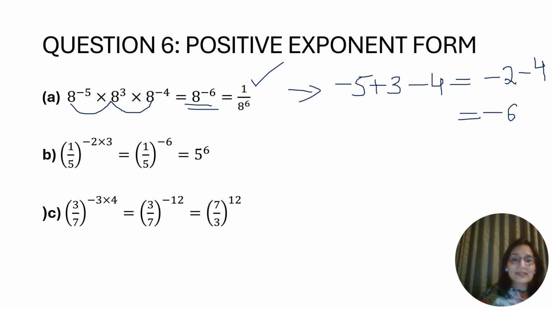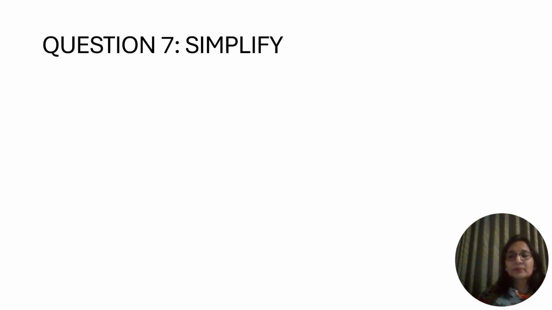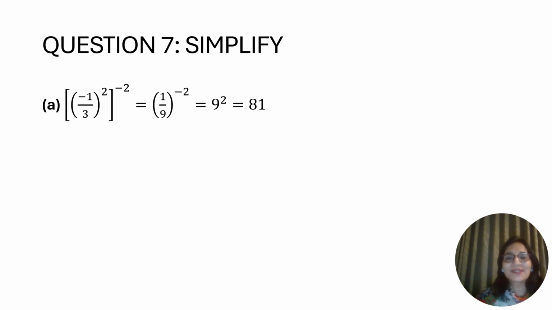Going further to question number B. 1 upon 5 to the power minus 2 into 3. Again the same thing, minus 2 into 3 will be minus 6 and you reciprocate. And I'm sure now these questions are pretty clear to you, that we have to convert negative into positive and positive into negative. Now let's understand question number 7, how to simplify these questions.